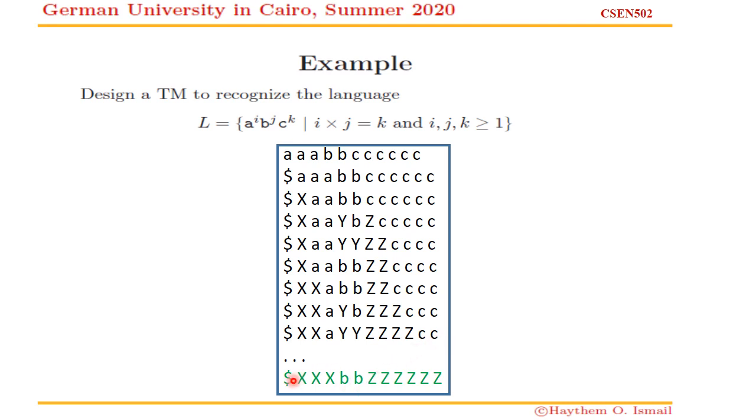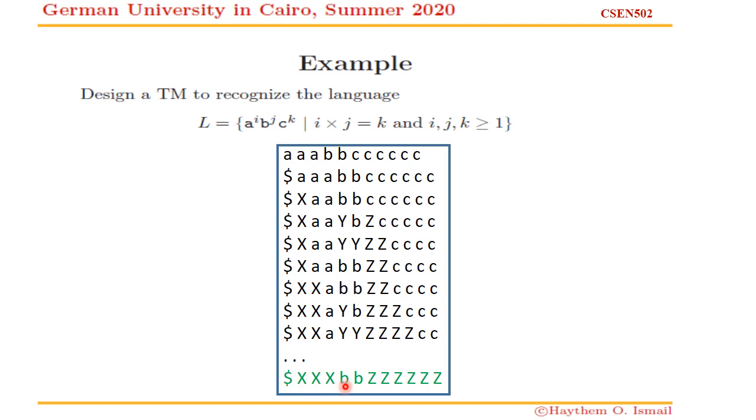And you will end up in this situation, right? You will end up with all the a's replaced by x's, the b's restored, and all the c's replaced by z's. Then you're going back looking for an x, you'll find this one. Move one step to the right, that's not an a, so you're done with the a's.